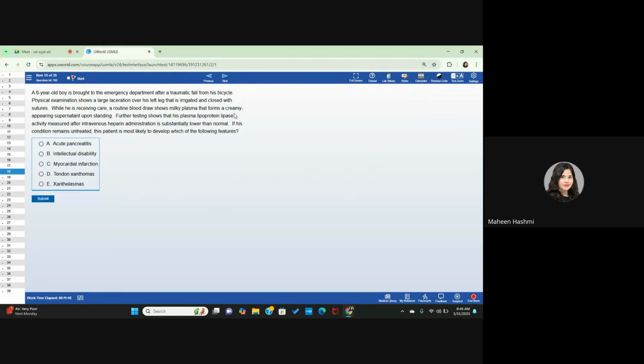Okay. Next question. Further testing shows that his plasma lipoprotein lipase activity measured after IV heparin administration is substantially lower than normal. If his condition remains untreated, the patient is most likely to develop which of the following features? So there is a 6-year-old boy who's had a traumatic fall from his bicycle. Physical examination shows a large laceration over his left leg that is irrigated and closed with sutures. When he's receiving care, a routine blood draw shows milky plasma. Very interesting. Milky plasma, creamy-appearing supernatant upon standing. What is this?